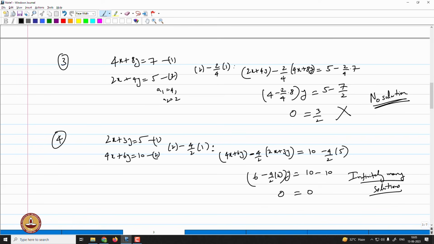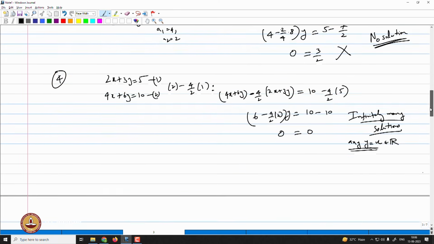So which means one variable is irrelevant in this problem. I can put any value for y, and I will get a unique solution for x, right? So the second equation doesn't matter at all. Okay, so only the first equation matters. Let me just write that down. Any y, y can be anything. Let's say y equals some u. U is any real number. And what is x? You can put it into the first equation and solve for x.